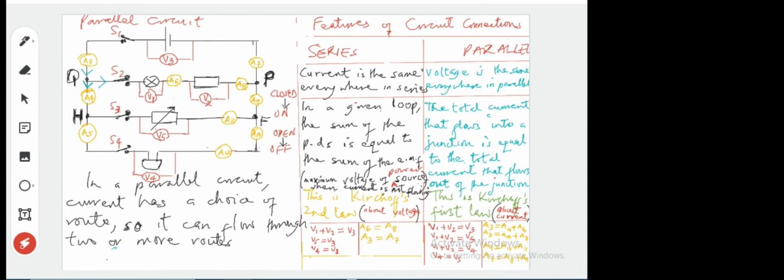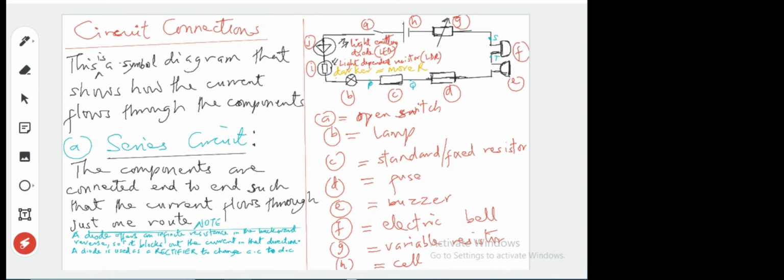Compare it with this other one, this parallel, where the current can flow through this particular route, or another one, or even another one. So in a parallel circuit, the current has a choice of routes. But in a series circuit, current can only flow through one route. So components that are connected in series have the same current flowing through them, because the current didn't branch out.